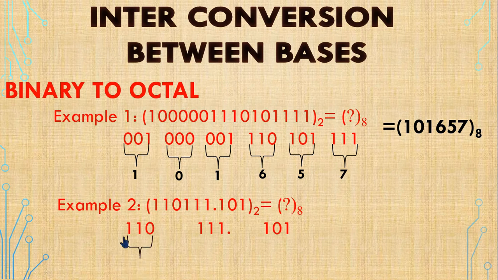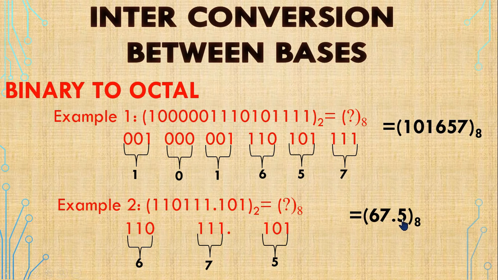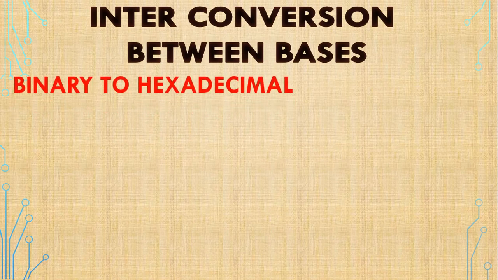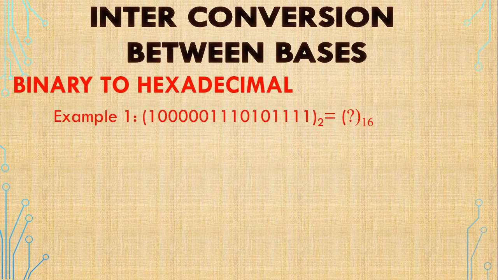Now this here will give us 6. Here it will give us 7, and here it will give us 5. So therefore it will give us 67.5, as you can find in base 8. Now let us convert from binary to hexadecimal. Now if we have binary to hexadecimal, in octal we group in 3s.